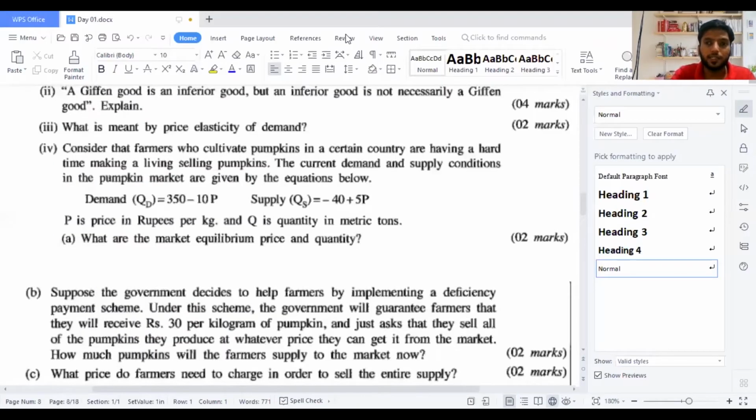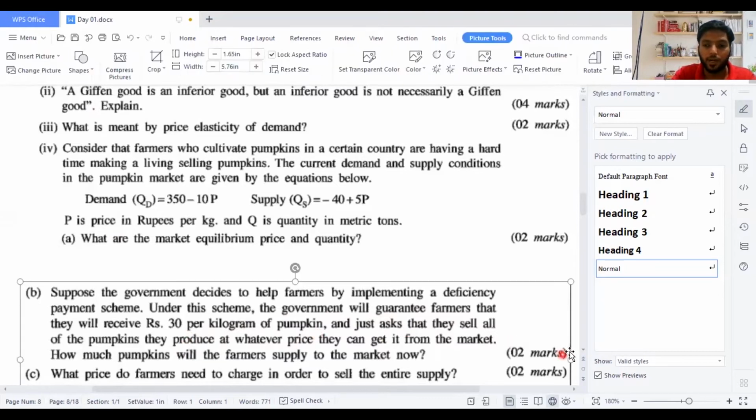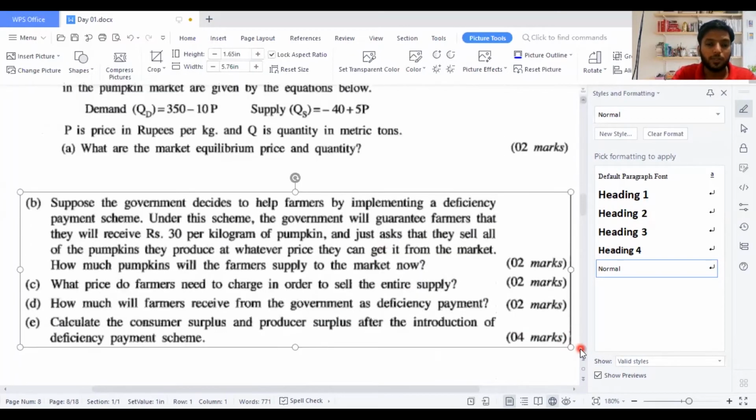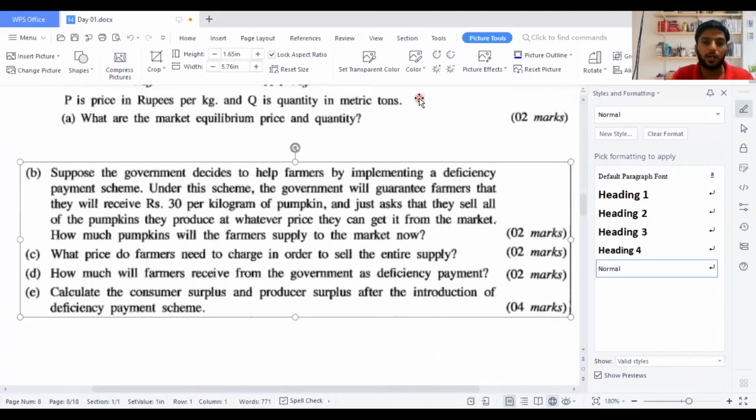Suppose the government decides to help farmers by implementing a deficiency payment scheme. Under this scheme, the government will guarantee farmers that they will receive 30 per kilogram of pumpkin, and just ask that they sell all of the pumpkins they produce at whatever price they can get from the market. How many pumpkins will the farmers supply to the market now? So you need to be able to identify how many pumpkins the suppliers can sell if the price is at 30. So I'm going to move on to my whiteboard.